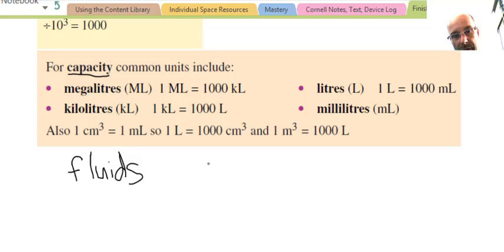If you buy a can of drink, or orange juice or a soft drink, you'll notice that it won't say centimeters cubed or anything on the side. It'll say milliliters or liters. So this is where these ideas are used.